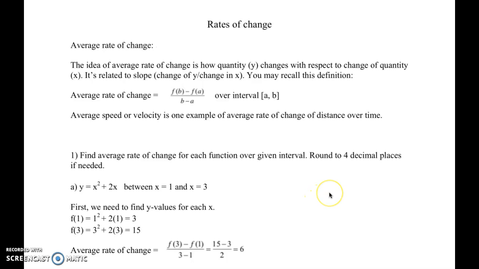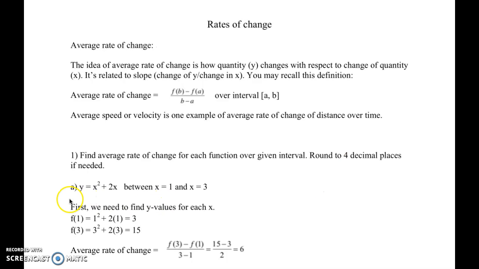So here we want to look at finding an average rate of change for this function over the interval between 1 and 3. And we're going to go ahead and round that to 4 decimal places as necessary. So sometimes you're not going to have nice whole numbers anymore. You're going to have decimals. And because they ask for decimals, you cannot leave this as a fractional answer.